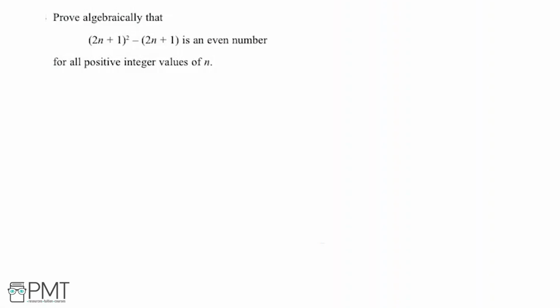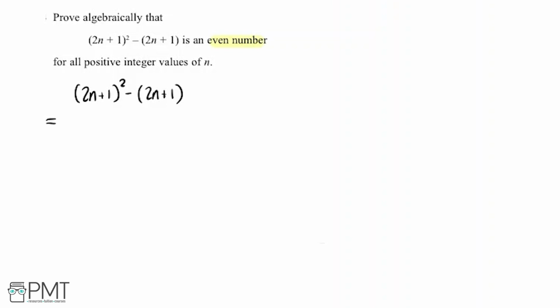So this question says we need to prove algebraically that (2n plus 1) all squared minus (2n plus 1) is an even number for all positive integer values of n. Okay, so I'm going to write out what we've got here. So we've got (2n plus 1) squared subtracting (2n plus 1). Now what does that equal?